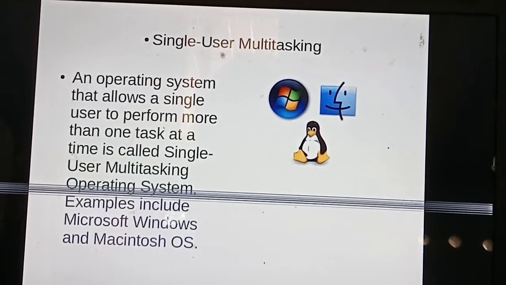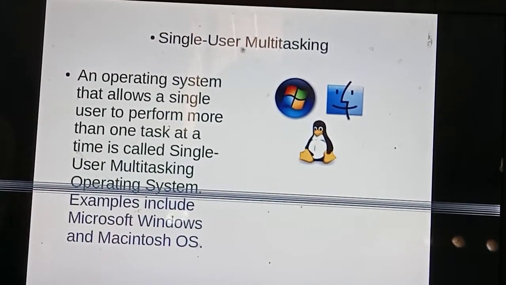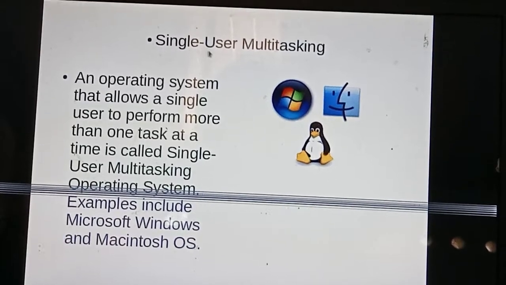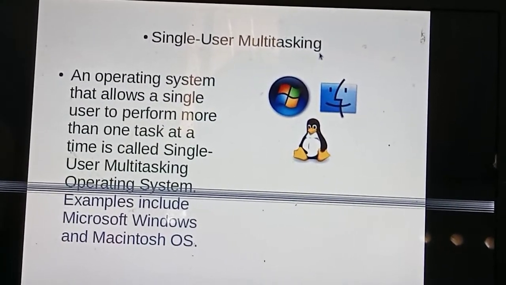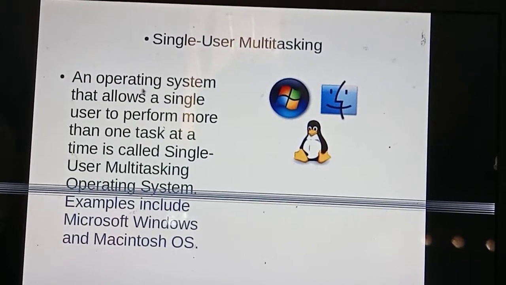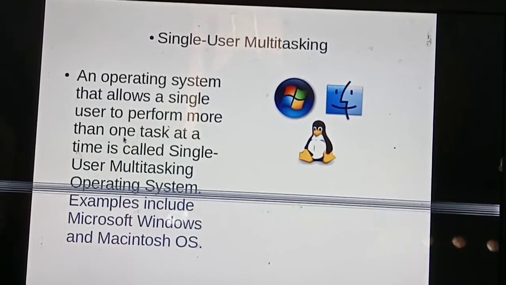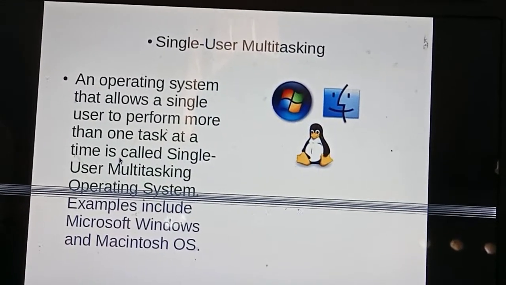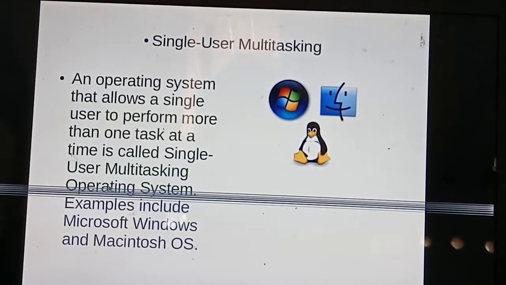So, a single user multitasking operating system. From the name you already know that it's a single user operating system, but multitasking, that is, multiple applications can run at the same time. It is an operating system that allows a single user to perform more than one task at a single time. It is called a single user multitasking operating system.